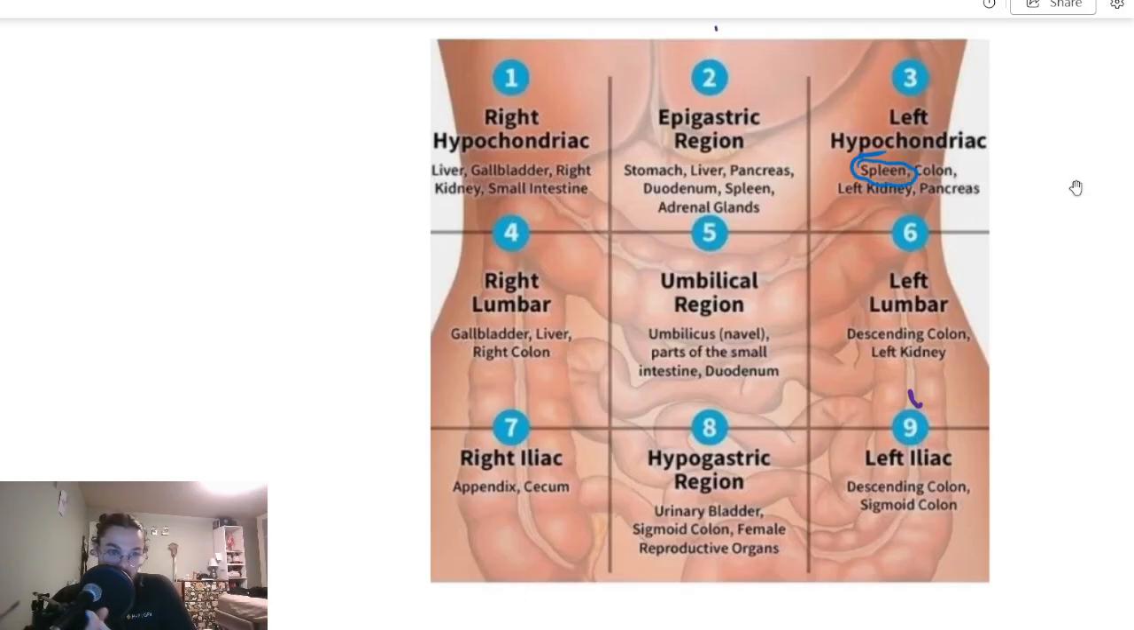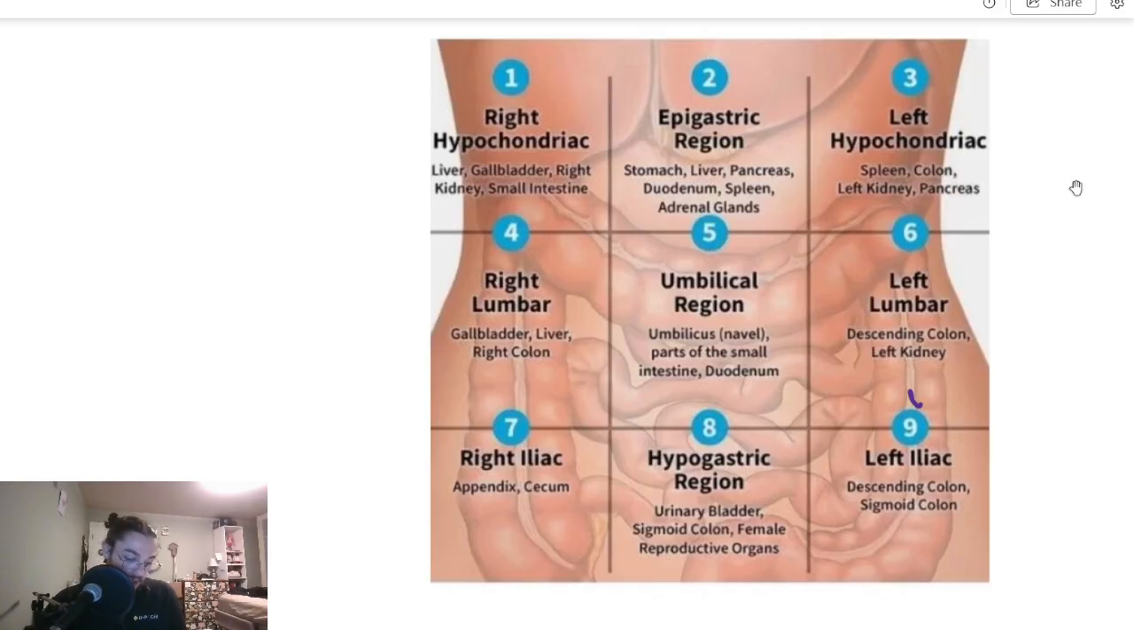So colon is going to be in a lot of places because that's just your large intestine. You've got different colons, like I said: the hepatic flexure, your ascending colon, transverse colon, descending colon, all that stuff, right? So your spleen is what's really here in your left hypochondriac region, as well as your left kidney and your pancreas. Super important. This is going to be secreting insulin. Okay, so this is what makes you diabetic or not, if you have insulin sensitivity that's super high or super low.